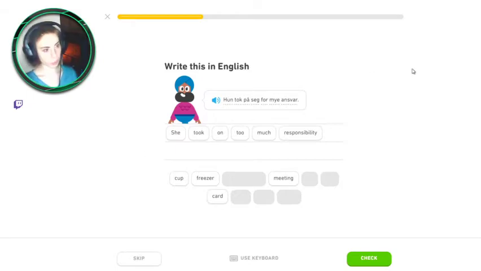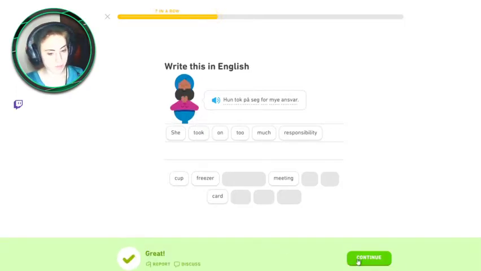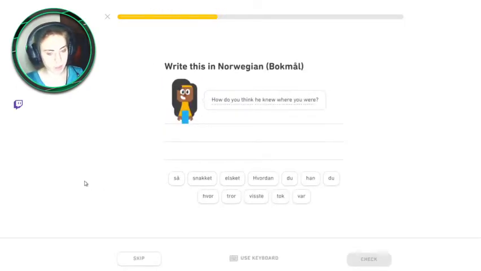This lesson is kind of way far down, so a lot of this vocabulary I haven't really learned yet. But it's still easy enough. Hun tok på seg for mye ansvar. She took on too much responsibility. That's an important phrase. Tok på seg for mye. I think for mye, that's too much. And mye, yeah, a little different than the English.